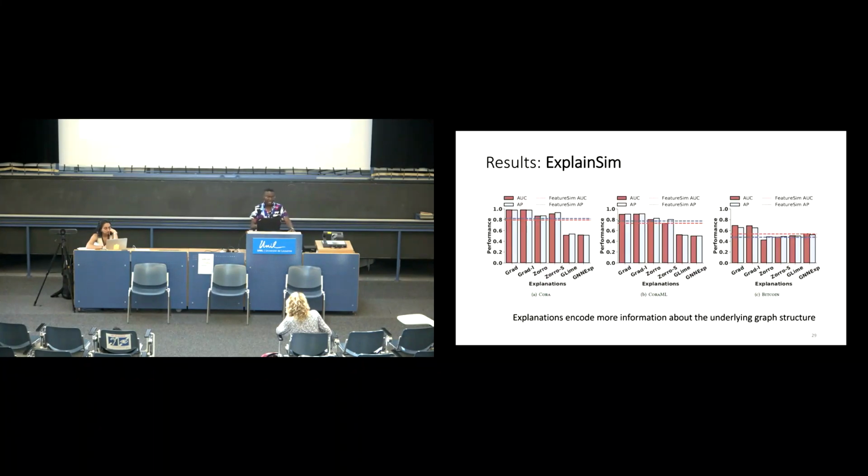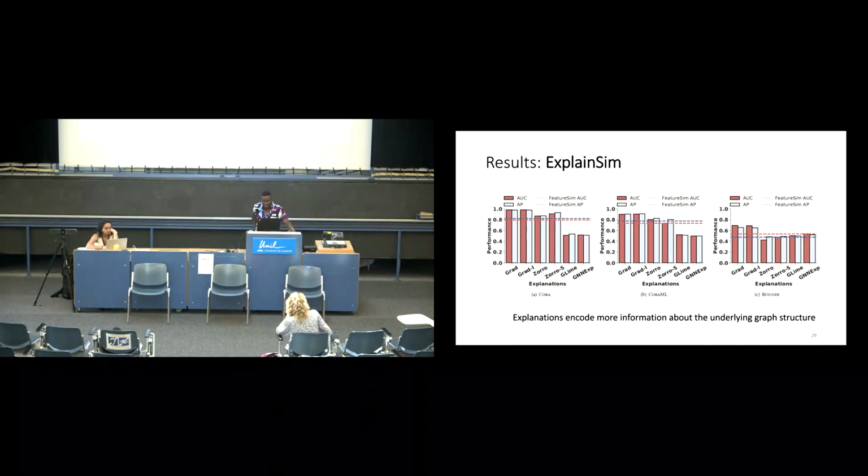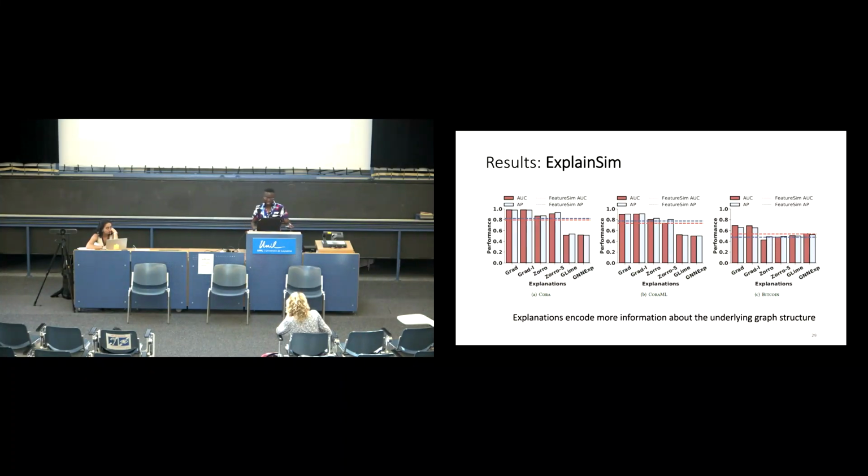All right. So what then are the results? What we actually see here is that the explanations encode more information about the underlying graph structure.